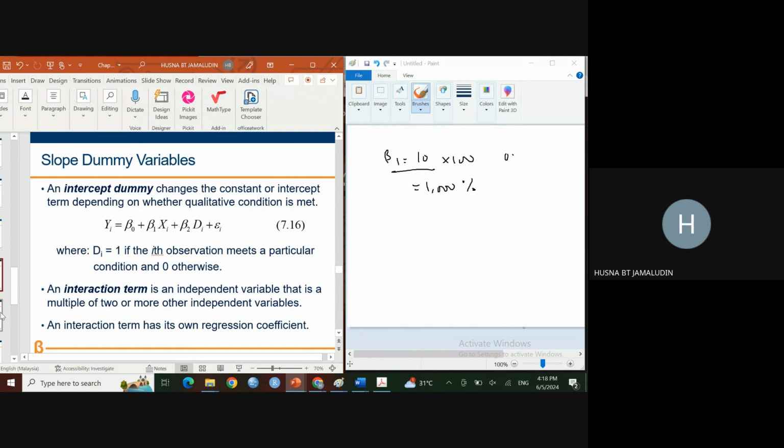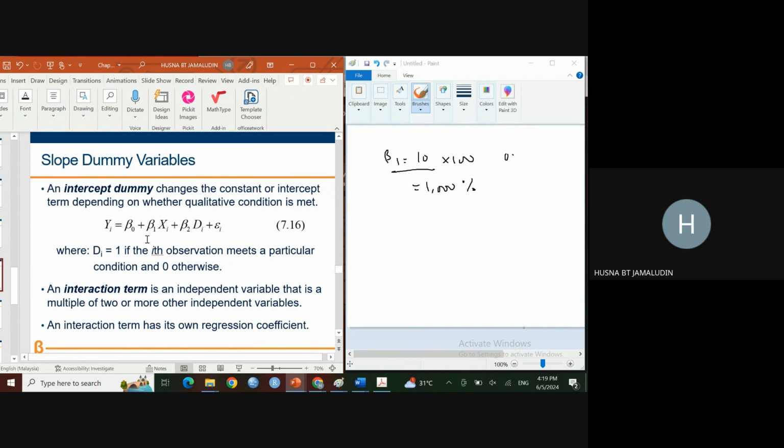So this is slope dummy variable. It's not about the slope of the dummy variable, okay? This is the term. So let's have a look at the first point, the intercept dummy. You know the intercept, the beta naught for the dummy changes the constant or intercept term depending on whether the qualitative condition is met.